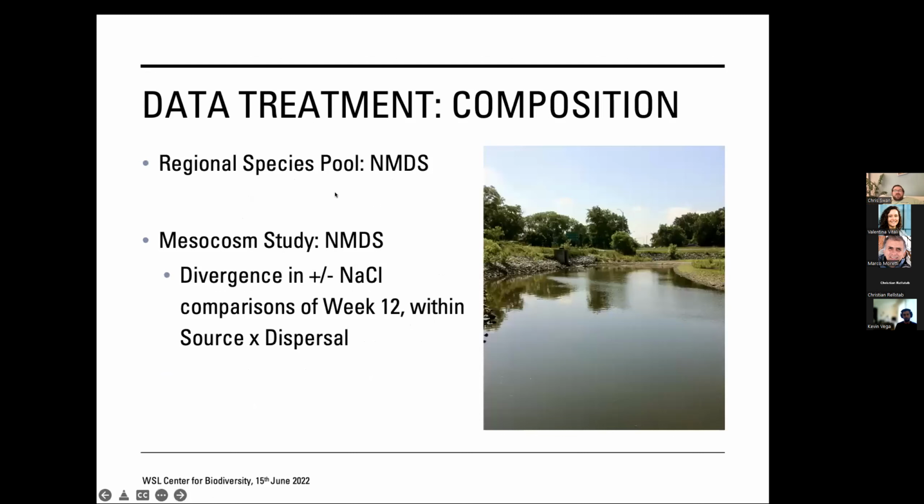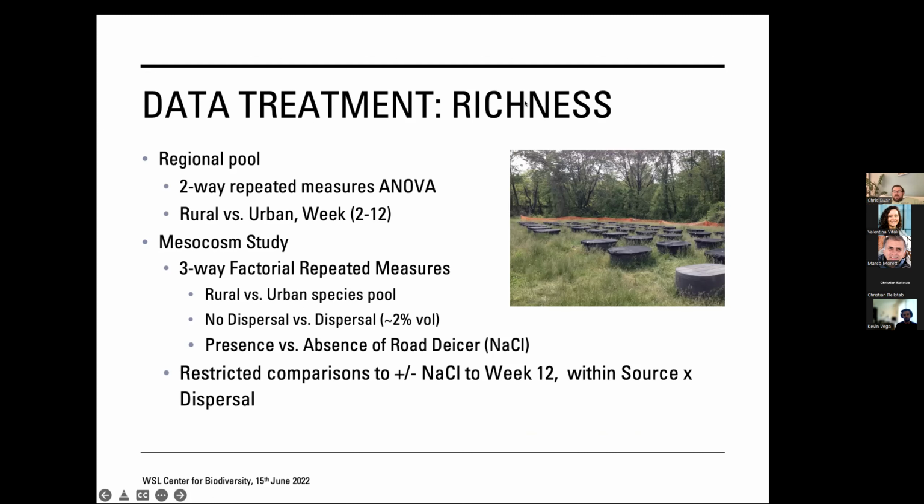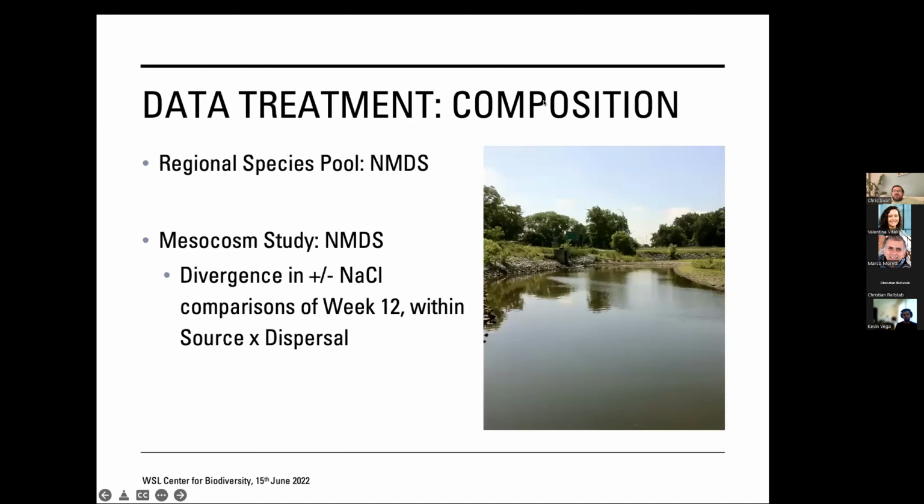In terms of composition for the regional species, let me go back. That was for richness. For composition, we used non-metric multidimensional scaling for the regional species pool. And for the mesocosm study, we looked at divergence the same way, plus or minus the de-icer, comparing week 12 within source by dispersal.